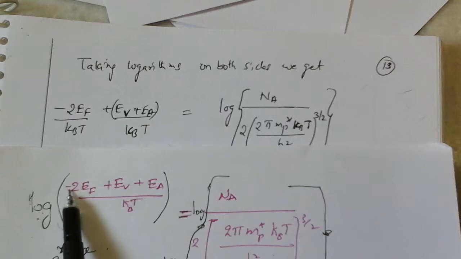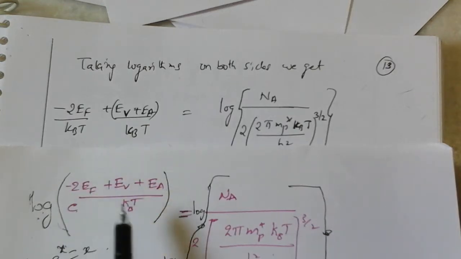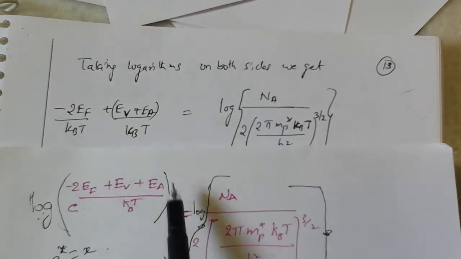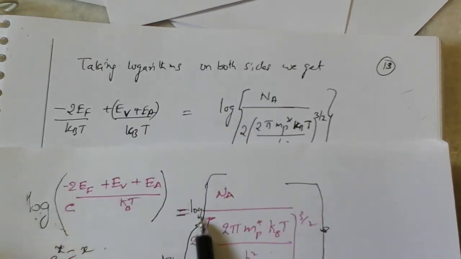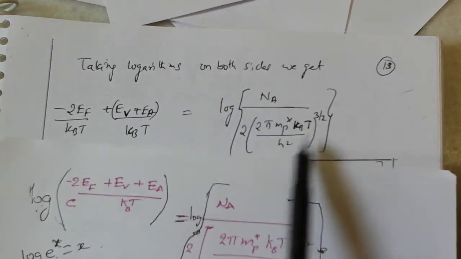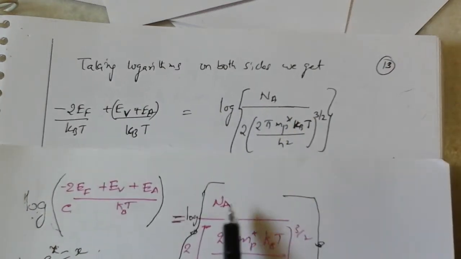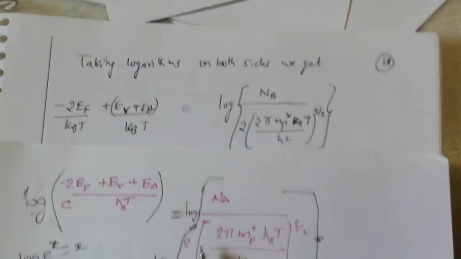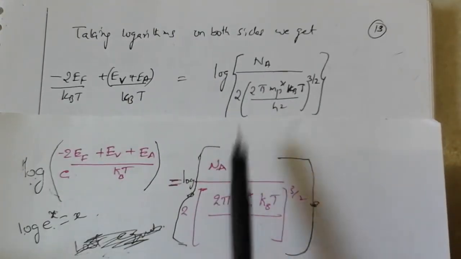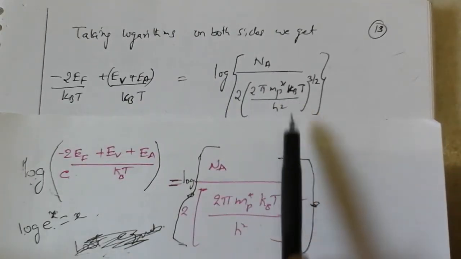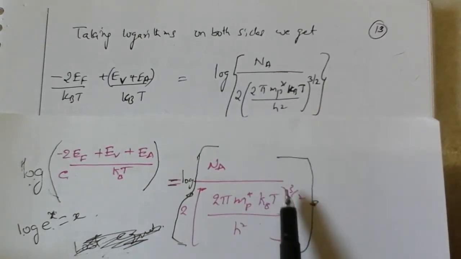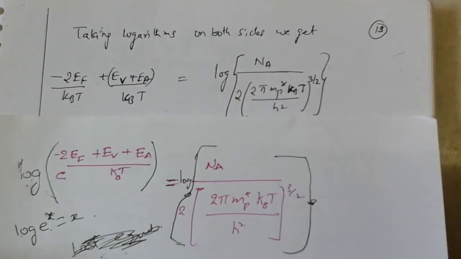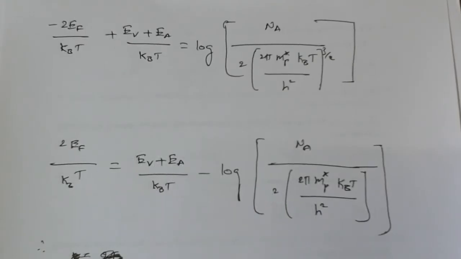So what is the x value? Minus 2 EF by KBT plus EV plus EA by KBT, the same value. The log value we have taken as it is: log of NA by 2 into 2 pi MP star KBT by h square, whole power 3 by 2, here also whole power 3 by 2.